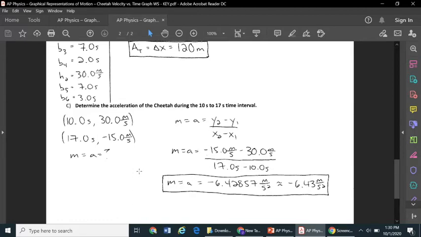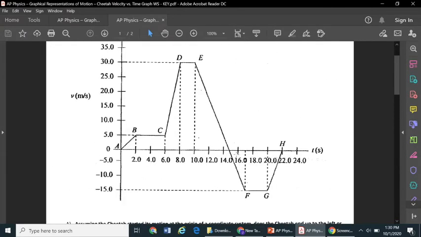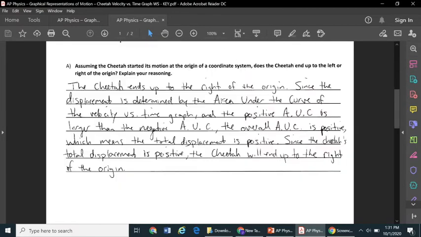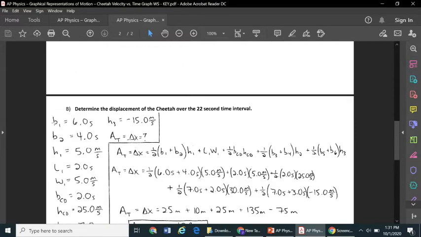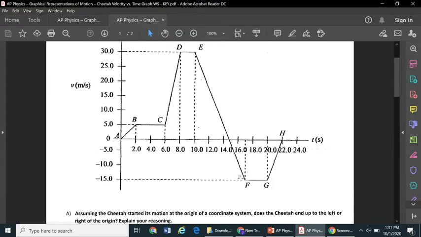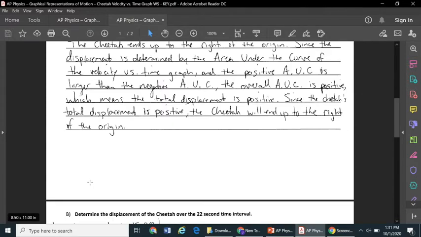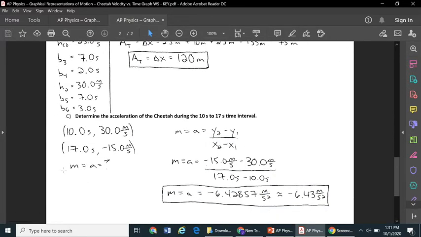So the first point I picked was basically point E, which notice is 10 seconds and 30 meters per second. And so whenever you write points, you always write them as x comma y. So I wrote 10 seconds comma 30.0 meters per second. And then for my second point, I used point F, which is 17 seconds comma negative 15 meters per second. My slope m is equal to the acceleration a. And so basically here you just go through and you plug it in. The slope formula is y2 minus y1 over x2 minus x1. So we write that first, and then we plug into it.